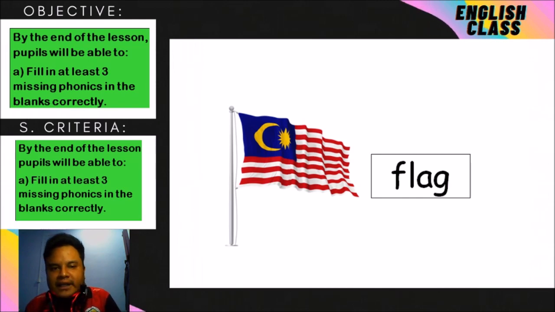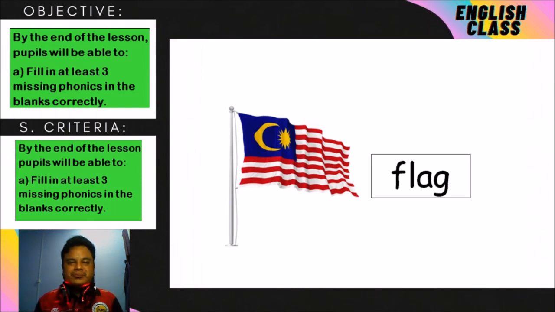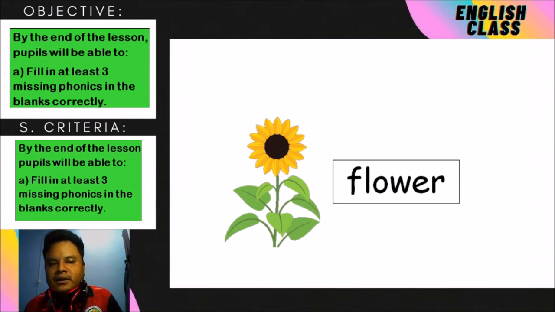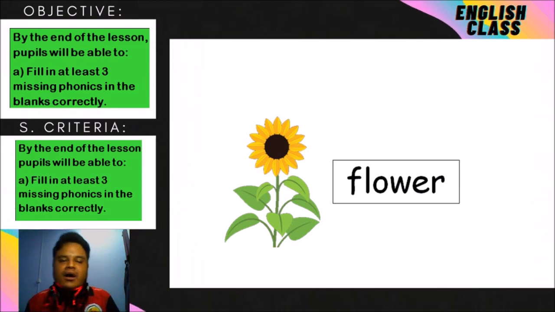Good. Flag, if you look at the picture, you can guess what's the meaning of flag. What is the meaning of flag? Good job. Bendera. Okay, last. Word number 4. Flower. Great. Flower. Look at that picture. Isn't that a pretty flower? It is a sunflower.